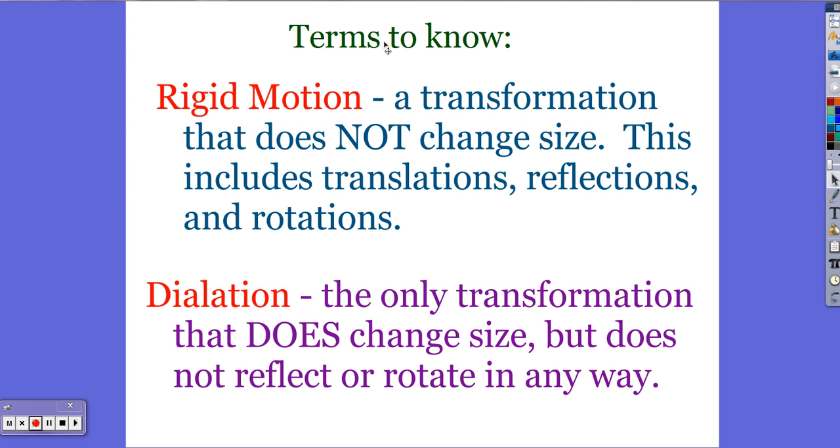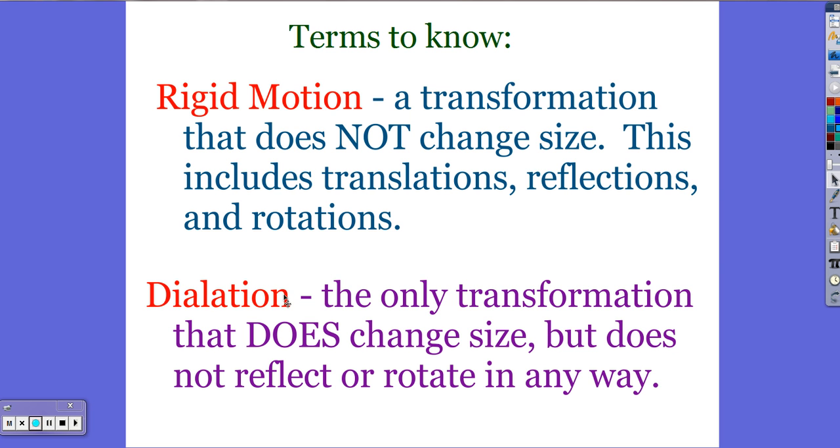Before we get too far into this, there are some terms that you need to know. First, you need to know the term rigid motion. Rigid motion is any of our transformations that does not change size. That happens in translations, reflections, and rotations. We change the position, we still change the coordinates, but our figure, our object, did not change size. That's rigid motion. A dilation is very different than that.